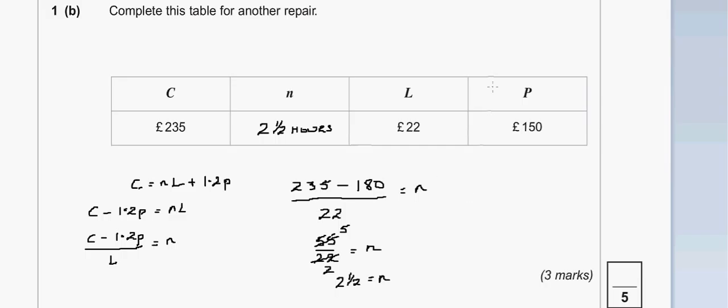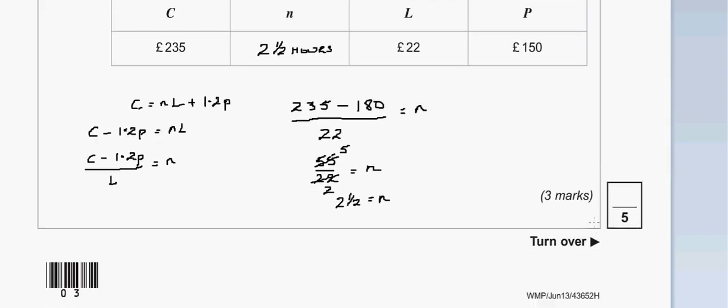So this algebra here, rearranging a formula, is important. Everything in mathematics is connected to everything. So you need to know this part of the algebra to solve this part here. Okay, so let's move on to the next question. I'll just pause it so we can go to the next question.